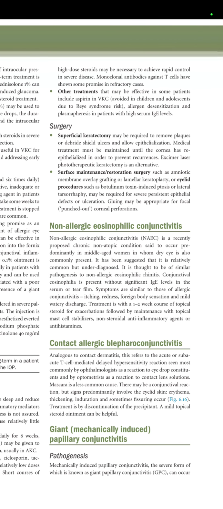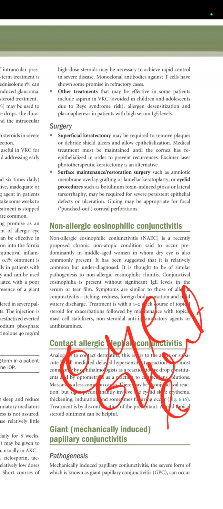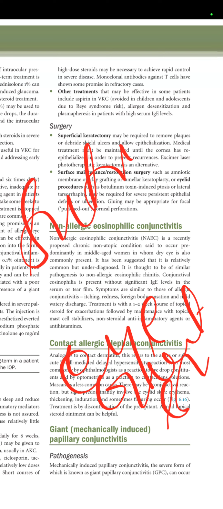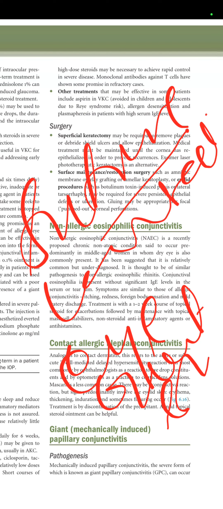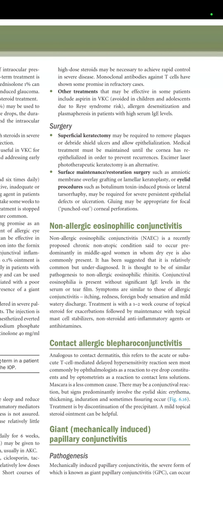Next, there is giant mechanically induced papillary conjunctivitis. So, some mechanical thing is present in the eye that causes the giant papillae reaction in the conjunctiva. It is basically some kind of suture that is present. It can be due to the contact lens that is present, or it can be due to the bleb.